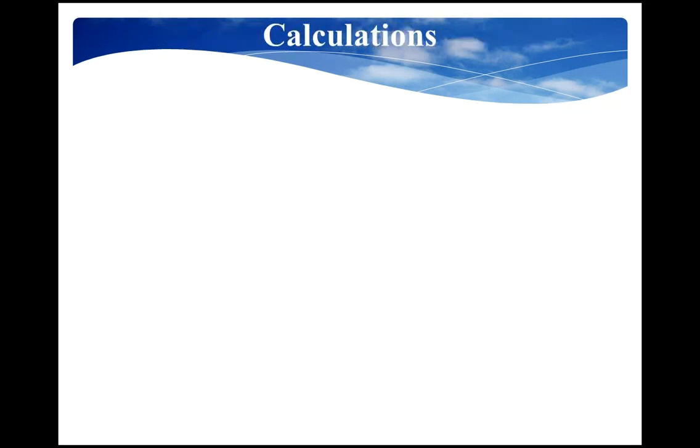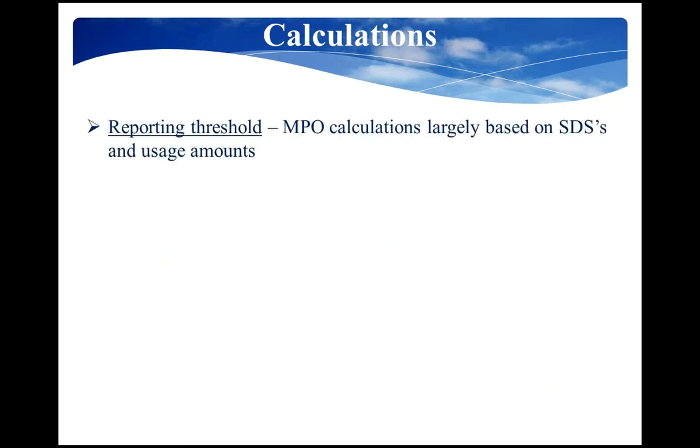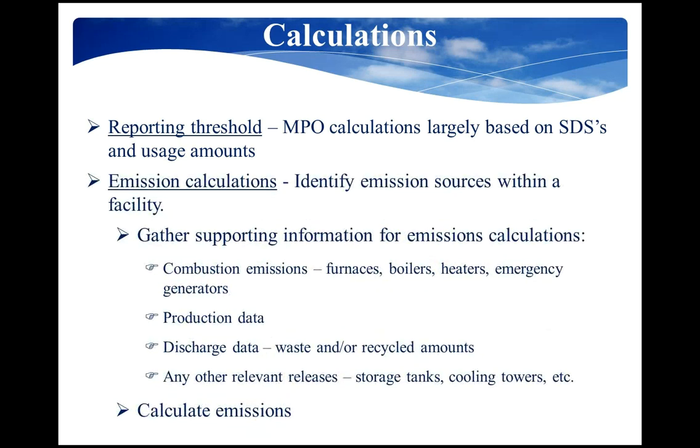So what are some of the calculations you'd have to do under NPRI? You have to figure out what your manufactured, processed, or otherwise used number is for a given chemical. That's largely based on SDS, so that would be for usages and usage amounts. If you don't track your usage amounts, we often use purchased amounts since they are generally reflective of usage amounts. Then you'd estimate either your emissions or your transfers off-site. And to do that, of course, you'd have to identify emission sources, gather supporting information, and then do the actual calculations.